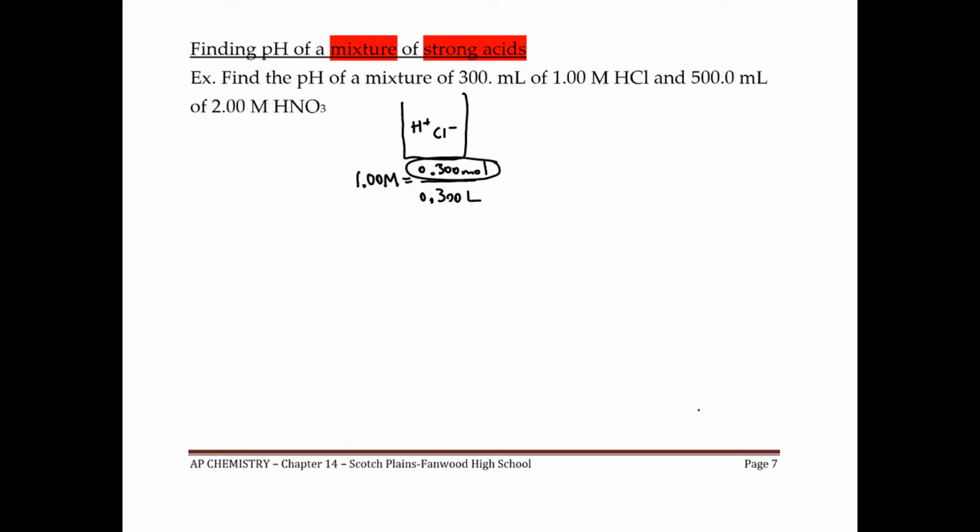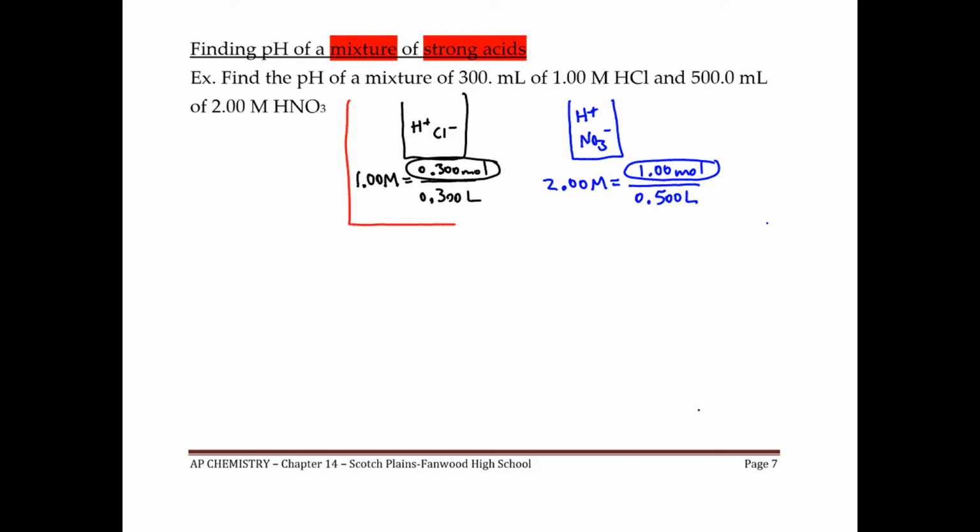Then that was the hydrochloric acid. This is the nitric acid. You also have a strong acid, so that breaks up 100% into H plus and NO3 minus. Here you have a 2 molar solution. You have 500 milliliters, so 0.500 liters, and that's going to give you 1 mole of the nitric acid. So now the question is, what happens when you put these two together? What happens when you put this all in one big beaker?